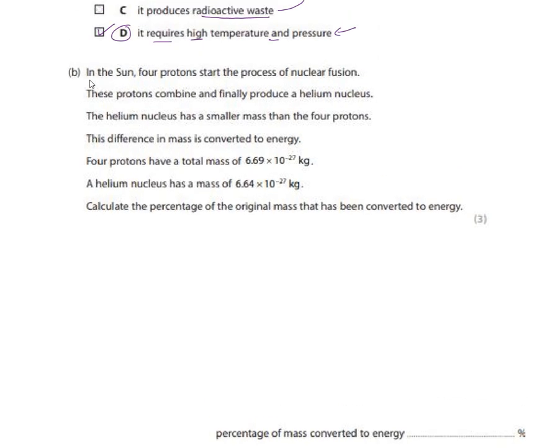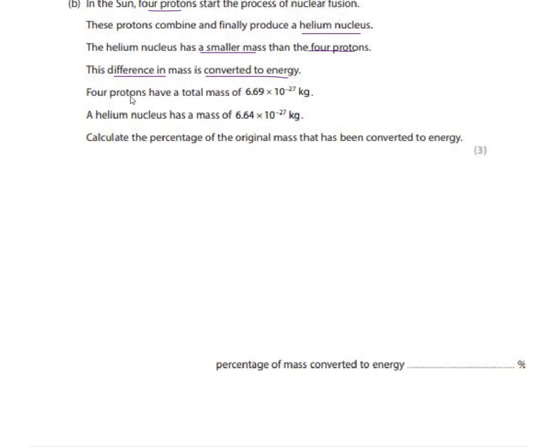Now, in the star, in the sun, we start with 4 protons, which is 4 hydrogen nuclei. We've got all these things here telling us that they produce a helium nucleus. They're telling us that the mass is smaller than the 4 protons, so the mass deficit is turned into energy. So what we have is 4 protons at the start, so 4 hydrogen pretty much.